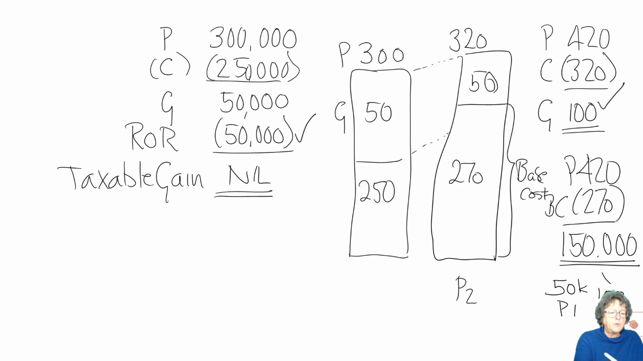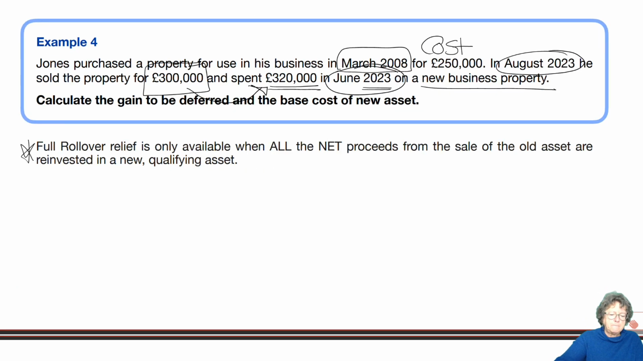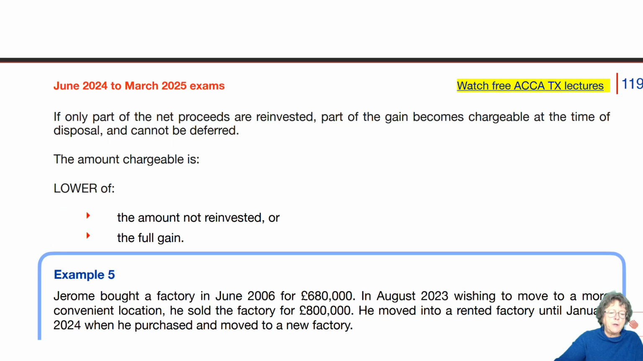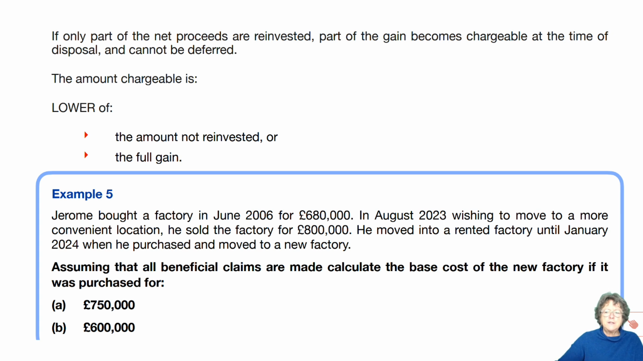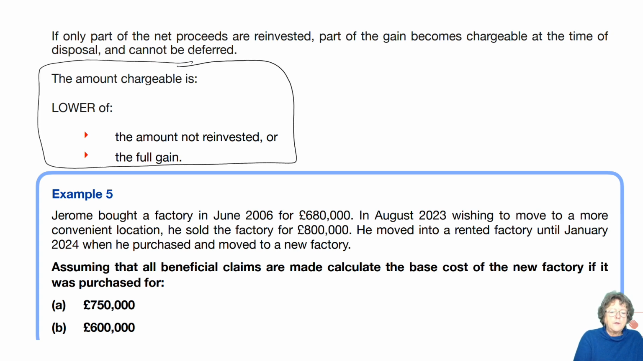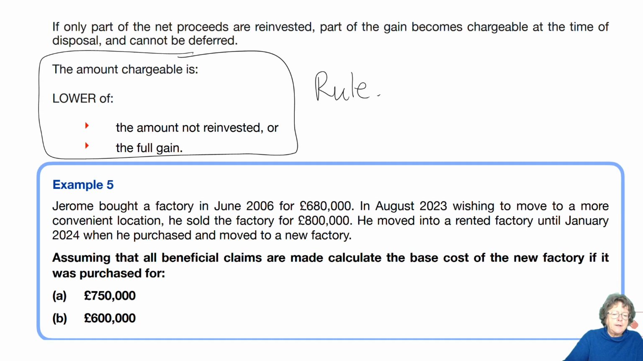So let's go back to the notes and look what happens if only part of the proceeds are reinvested. So if it's only part of it, then this is the rule that relates to that. The amount chargeable is the lower of the amount not reinvested, which is normally the case, or the full gain. So we're going to have a look at example number 5.